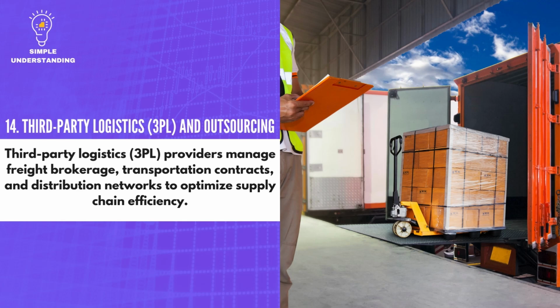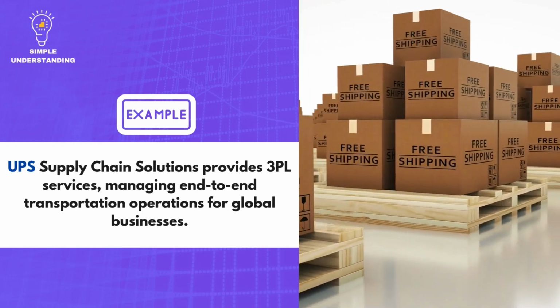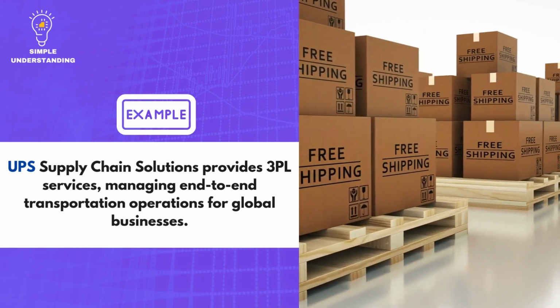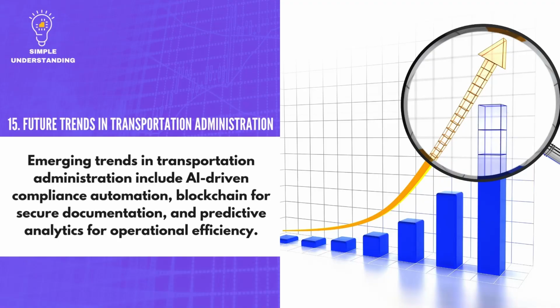Explanation. Third-party logistics (3PL) providers manage freight brokerage, transportation contracts, and distribution networks to optimize supply chain efficiency. Real company example. UPS Supply Chain Solutions provides 3PL services, managing end-to-end transportation operations for global businesses. Expansion. Companies integrate AI-driven 3PL selection tools, real-time performance analytics, and cloud-based contract management platforms to enhance outsourcing efficiency and cost-effectiveness. 15. Future trends in transportation administration.